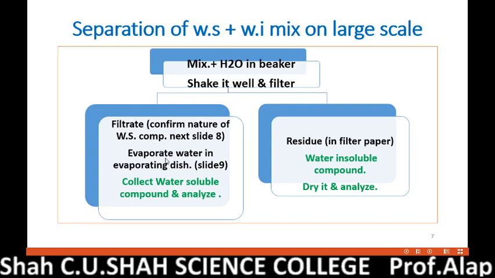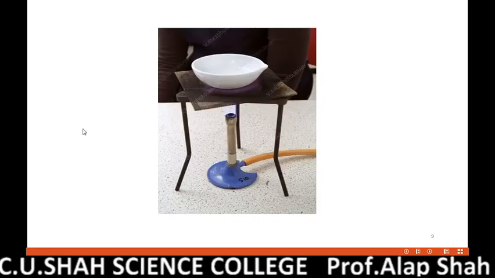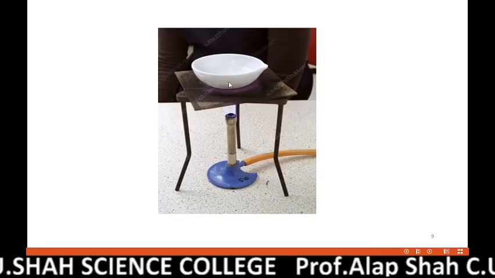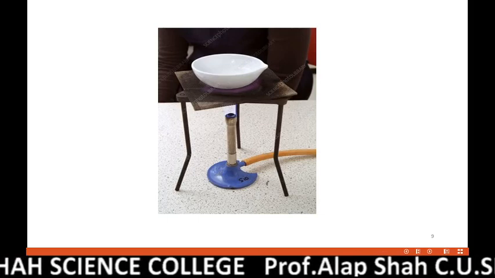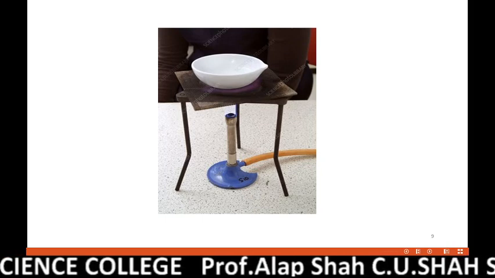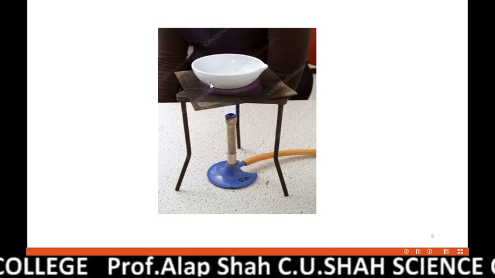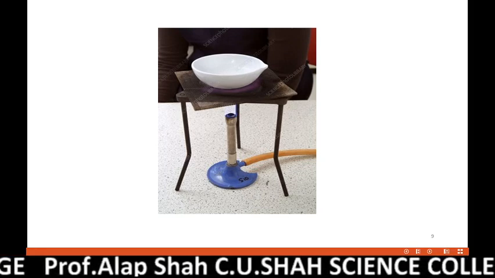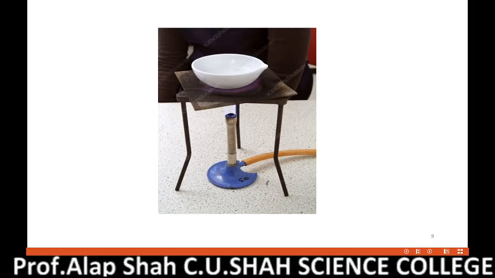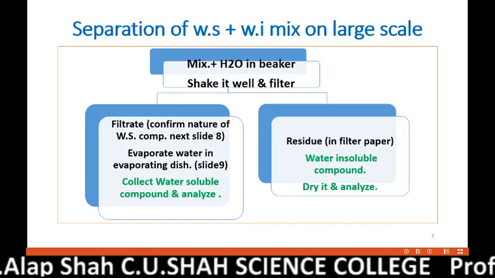And now, evaporate the water in an evaporating dish. Let me show you a picture. This is an evaporating dish. On a small scale, we carried out evaporation in the test tube. But now the quantity of water is more, the filtrate is more, so you can't do it in a test tube. This way you have to evaporate the water in this evaporating dish. Once all the water of the filtrate is evaporated, then on cooling you will get the water soluble compound. Collect it and perform its qualitative analysis.